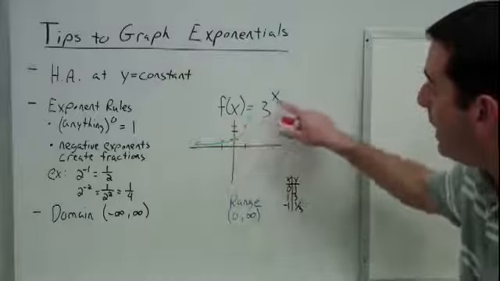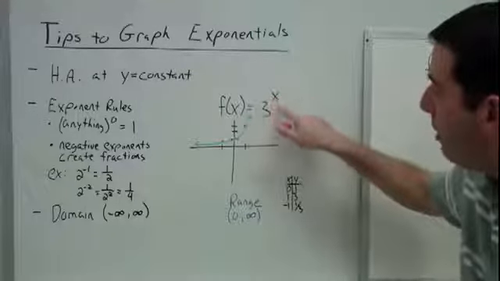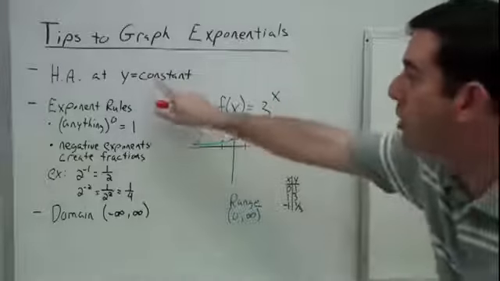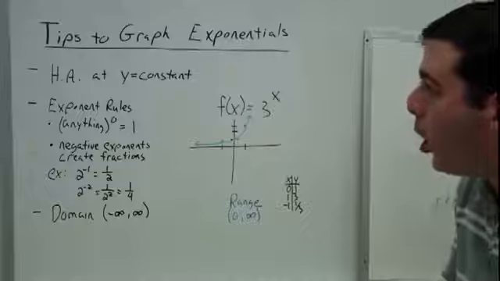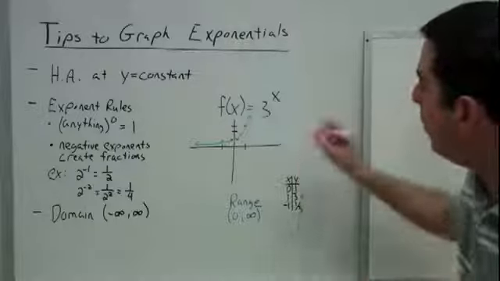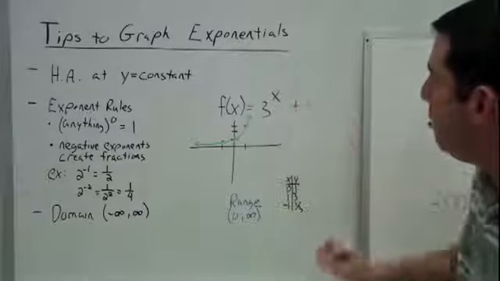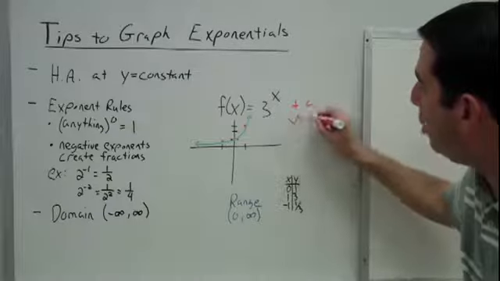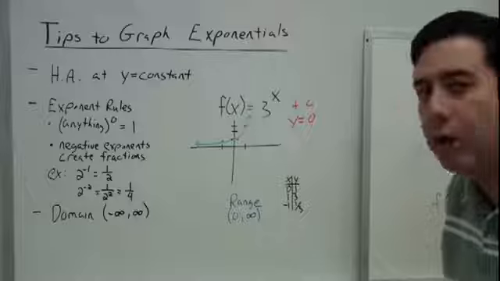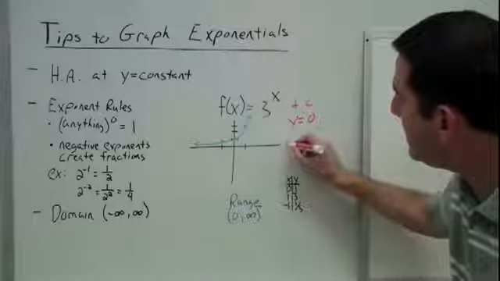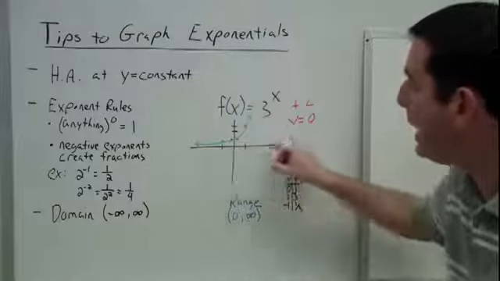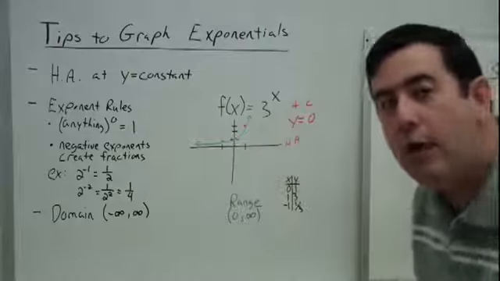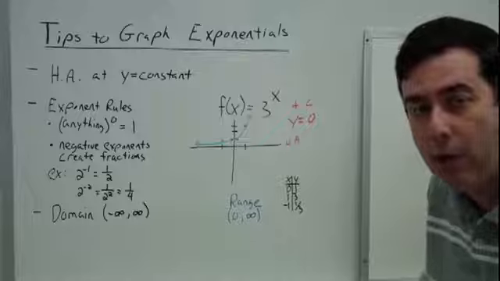Here I've got 3 to the x power. The variable is in the exponent. The first thing I would want to do is to find where there's a horizontal asymptote. Now for this one, since there's no constant value at the back, that means y equals 0 will be my horizontal asymptote. We can't see that because it's the x-axis. But notice that our picture is getting very close to that x-axis without crossing over it.